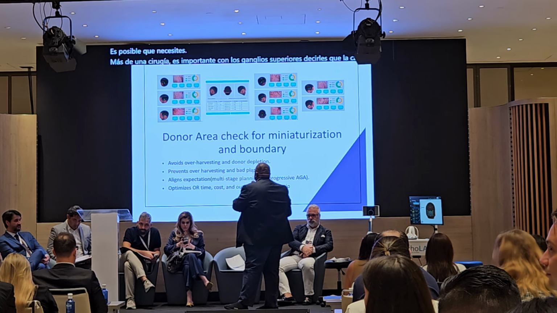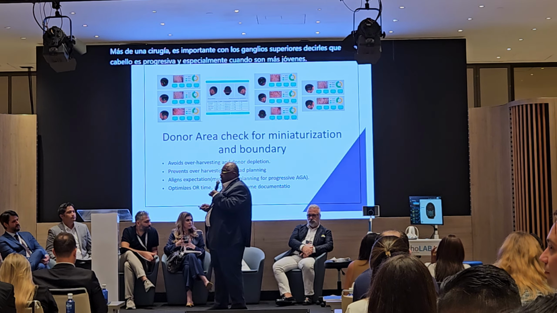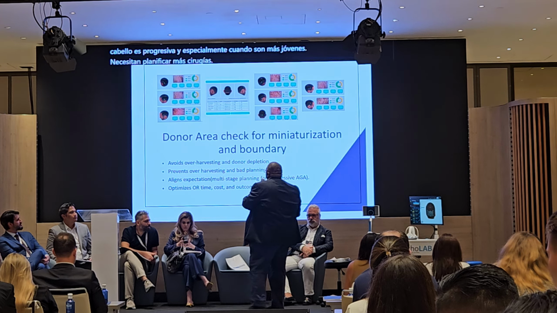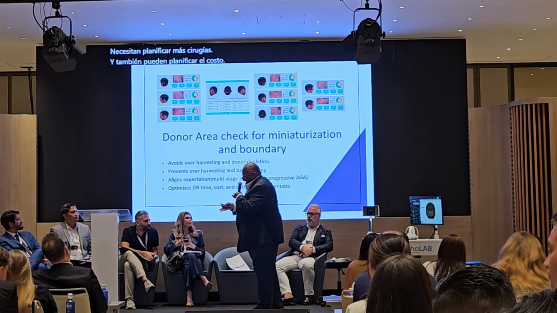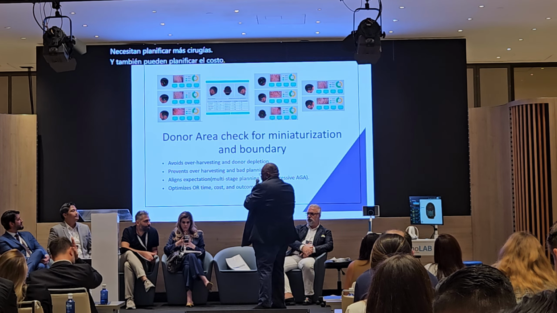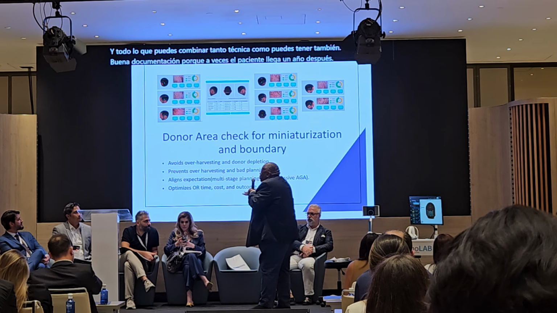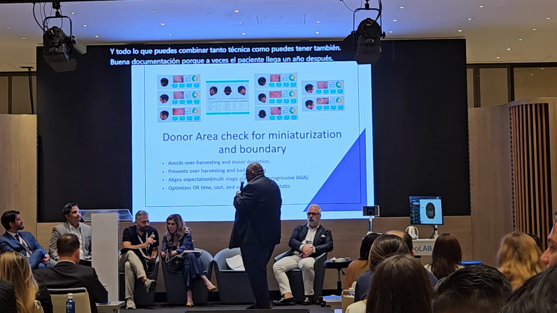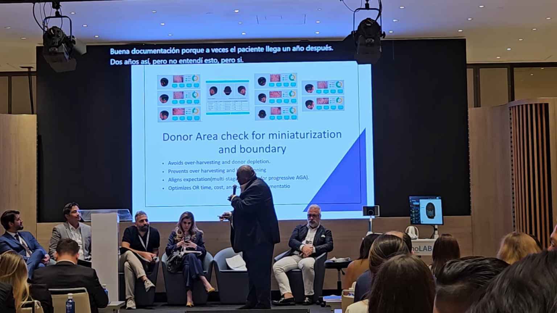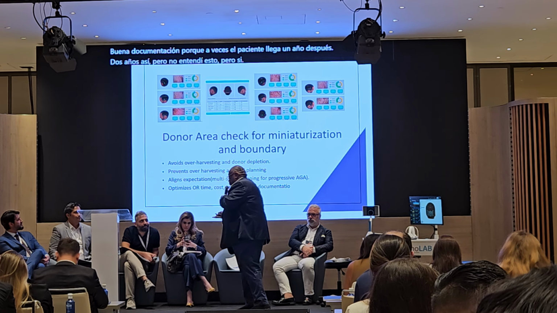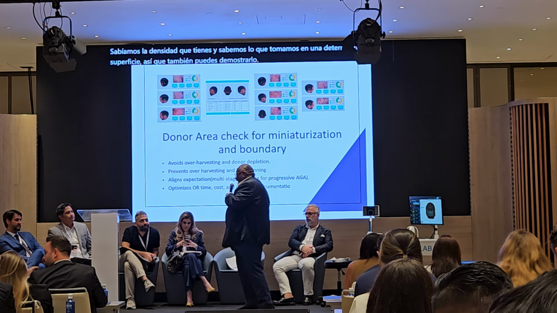You can combine both techniques, and you can also have good documentation, because sometimes patients come a year later, 2 years, and say, oh, but I didn't get this. But if we knew the density that you have, and we know what we took in a certain surface, you can demonstrate that what you have is actually the density that we expected. If we shoot for 30 follicular units, that's how it's going to look. If you have 300 square centimeters and you put 30 density, you have 9,000 grafts.